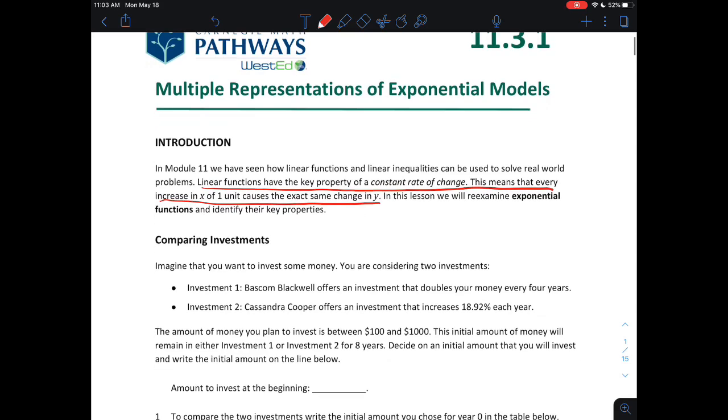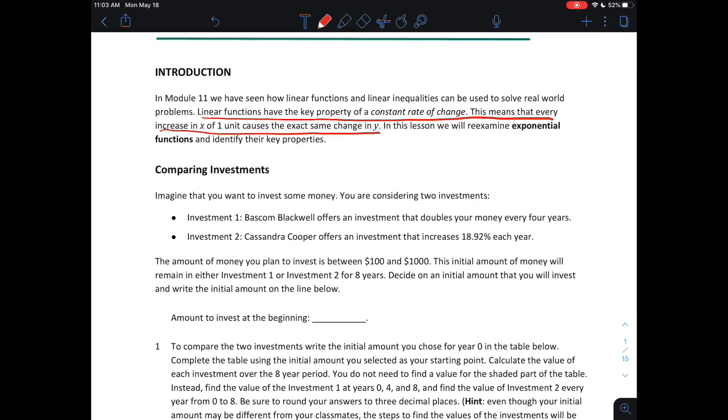Comparing investments. Imagine that you want to invest some money. You are considering two investments. Investment 1, Bascom Blackwell offers an investment that doubles your money every 4 years. Investment 2, Cassandra Cooper offers an investment that increases 18.92% each year. The amount of money you plan to invest is between $100 and $1,000. This initial amount of money will remain in either investment 1 or investment 2 for 8 years.